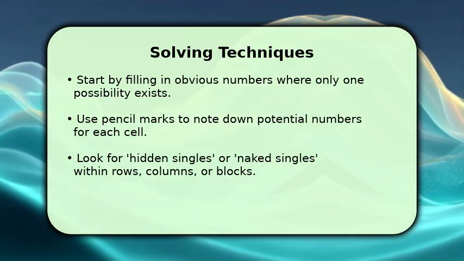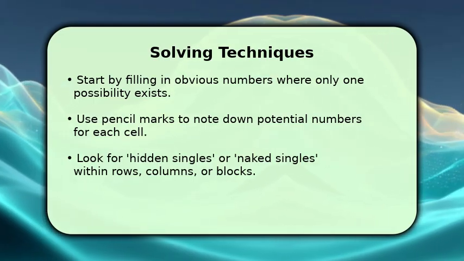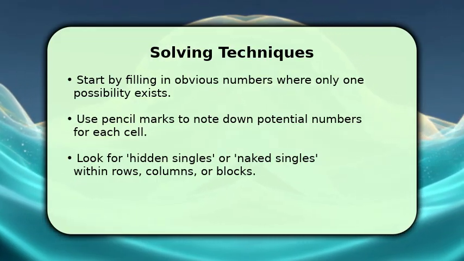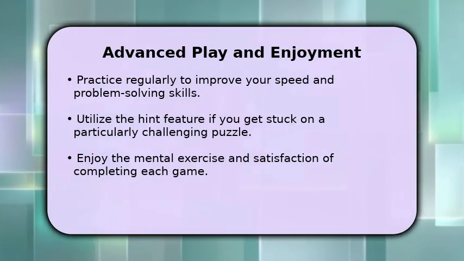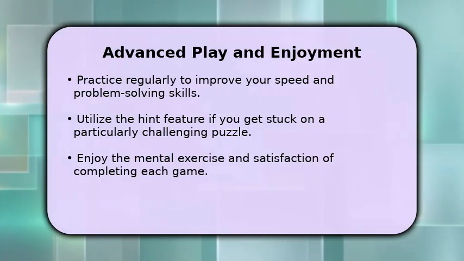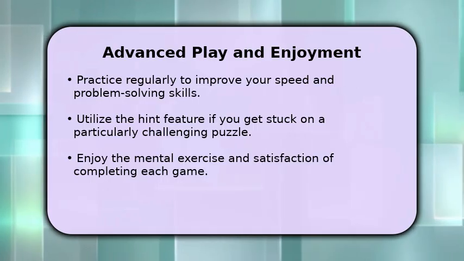This systematic approach, combined with looking for hidden singles where a number can only go in one specific cell within a row, column, or block, will help you progress. As you become more proficient, try to solve puzzles without relying on hints, which are often available in the app. Regular practice is key to developing your strategic thinking and pattern recognition.